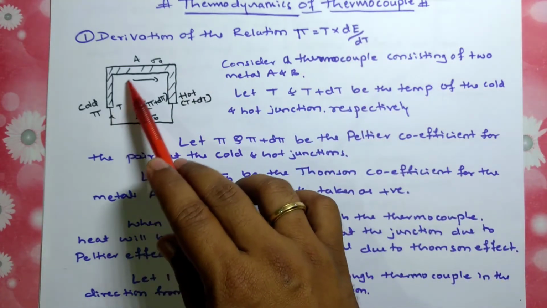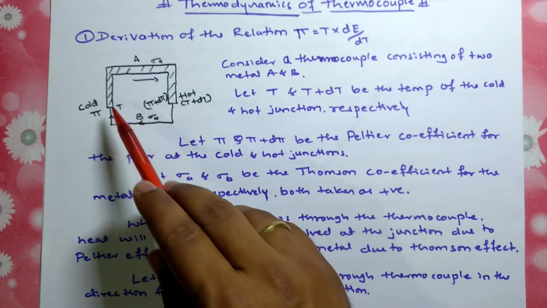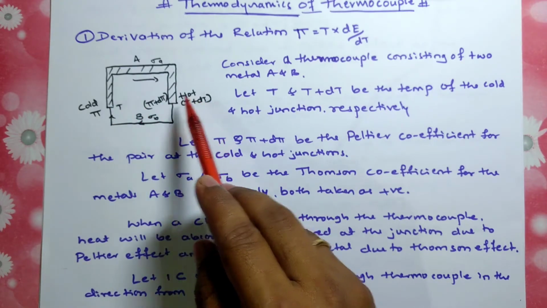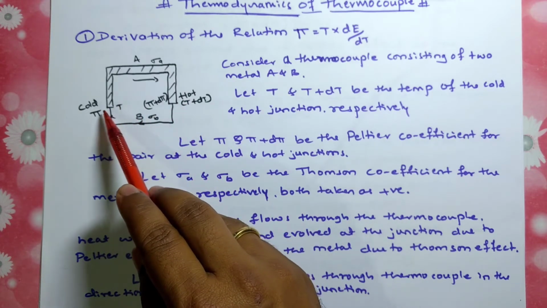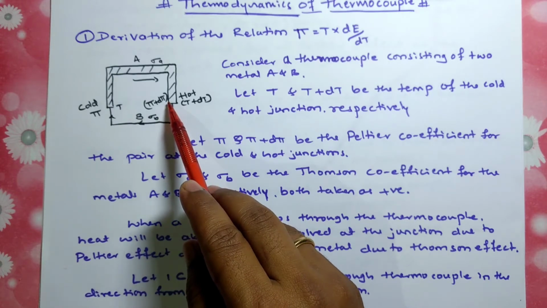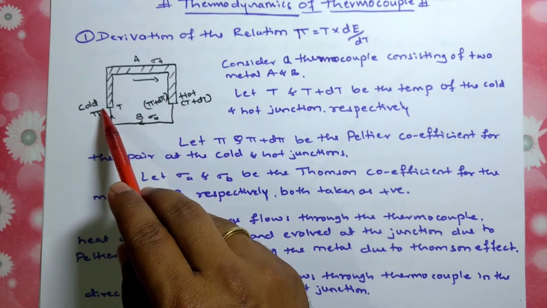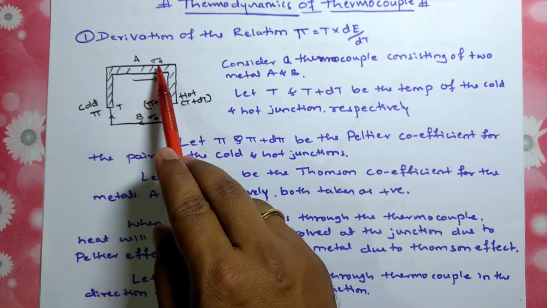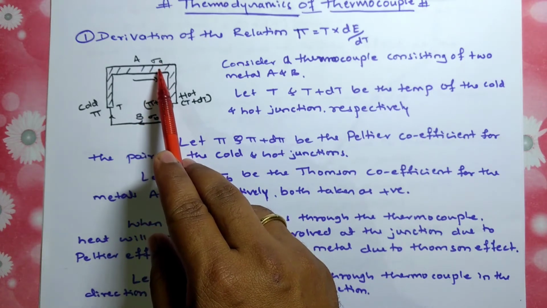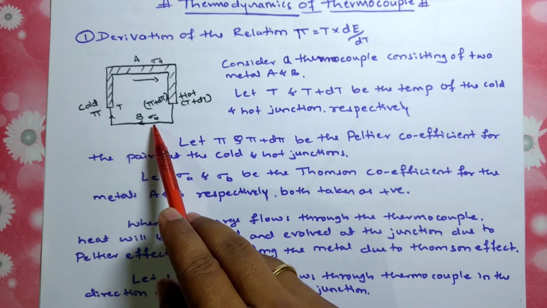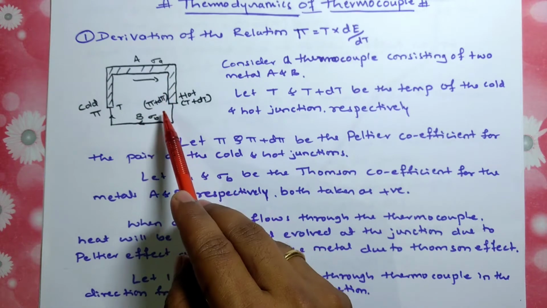Now consider one thermocouple consisting of two metals, metal A and metal B. Let T and T plus dT be the temperature of the cold and hot junction, and pi and pi plus d pi be the Peltier coefficient for the pair of hot and cold junction, and sigma A and sigma B are the Thomson coefficients of the metal A and B respectively, and these two Thomson coefficients are taken as positive.